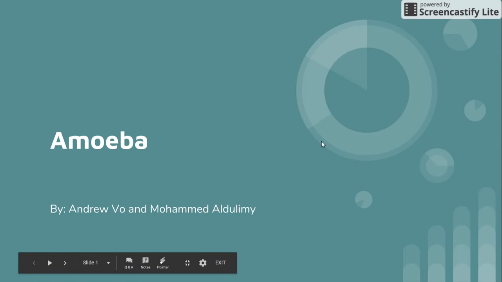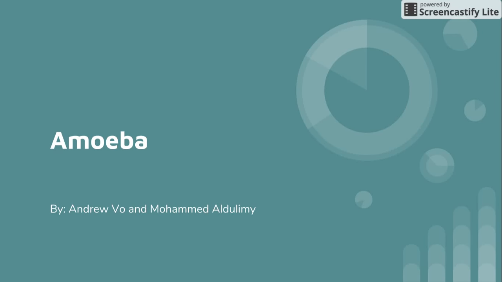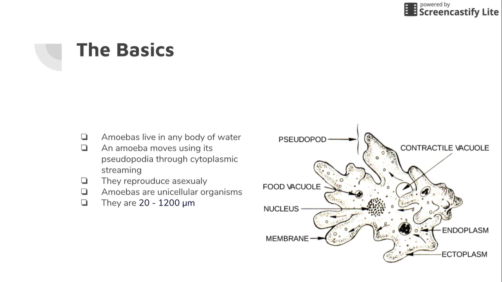We are doing The Amoeba by Andrew Vo and Mohammed Al-Dumi. The basics. Amoebas live in any body of water. An amoeba moves using pseudopods through cytoplasmic streaming. They reproduce asexually. Amoebas are unicellular organisms.